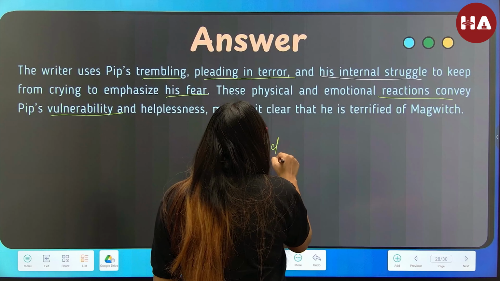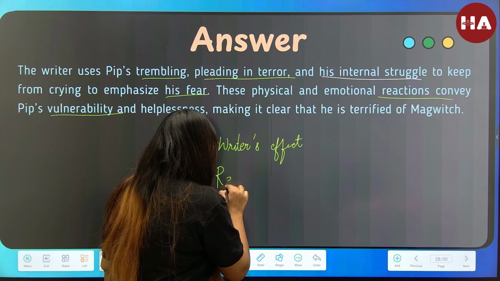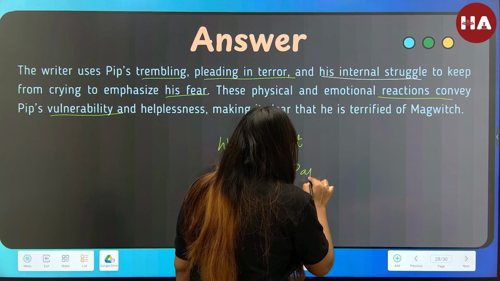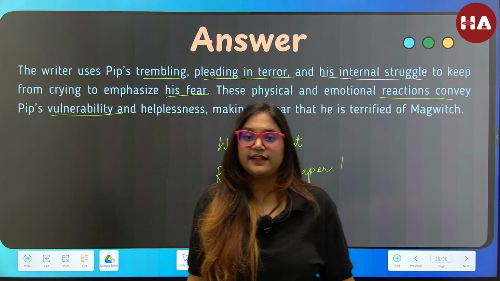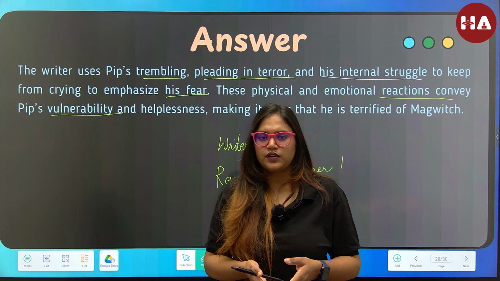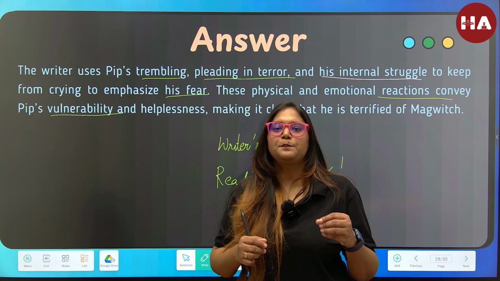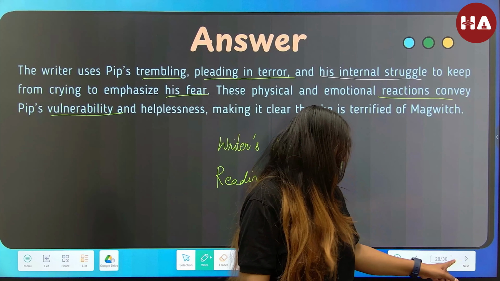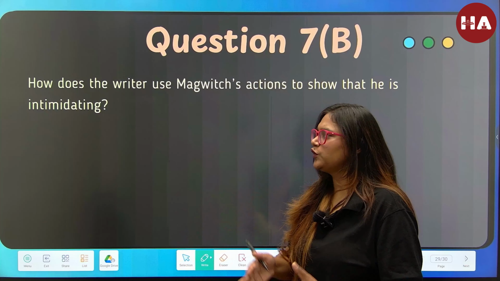So whenever you are asked a question in your reading comprehension, in your reading paper 1, this is what you are supposed to do. You are supposed to do the character analysis or the setting analysis, which we are also going to cover in one of the videos. So you will learn how you can also give implicits about anything and everything. Alright, let's see the next question, and the very last question for this module, for this video.